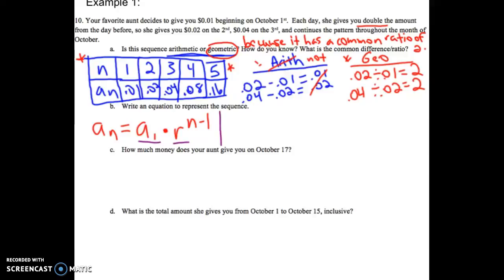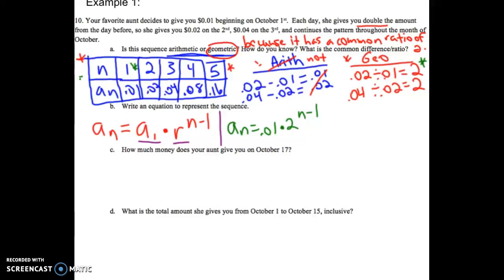So I'm going to write it in green, because I like green. Go Packers. Switch the a sub 1 and the r based off the math I just did in part A. So, a sub n equals my a sub 1, the first term in this situation is 0.01, times my r we just found out to be the ratio of 2 raised to the n minus 1. That is the explicit formula.